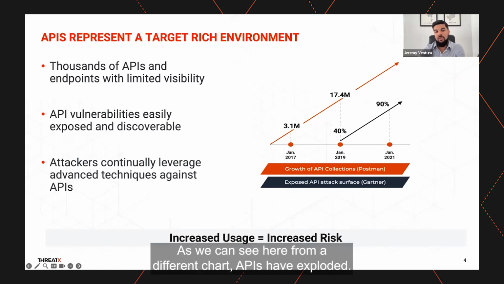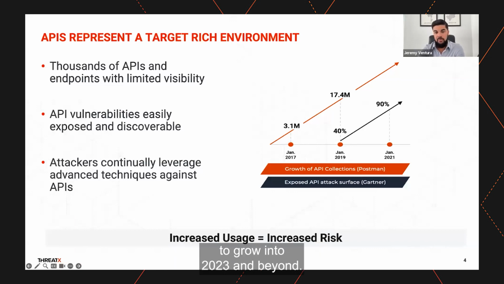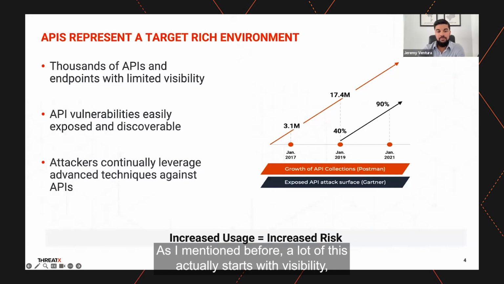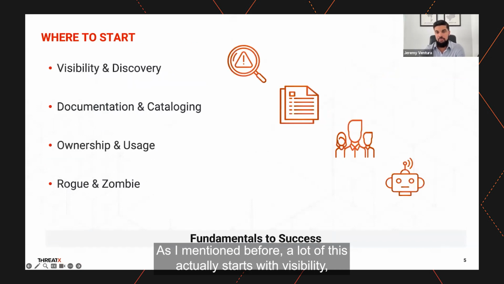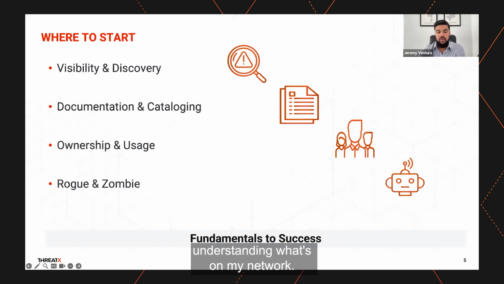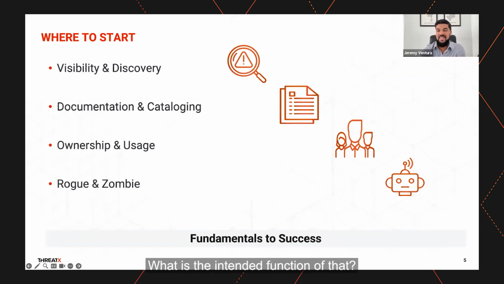As we can see here from a different chart, APIs have exploded. Just in January 2021, we've seen developers using over 90% of APIs, and that increased usage continues to grow into 2023 and beyond. So with increased usage comes increased risk. But where do I start and how do I build this program? As I mentioned before, a lot of this actually starts with visibility, understanding what's on my network. Do I have an internal API? Do I have an external API? What is the intended function of that?